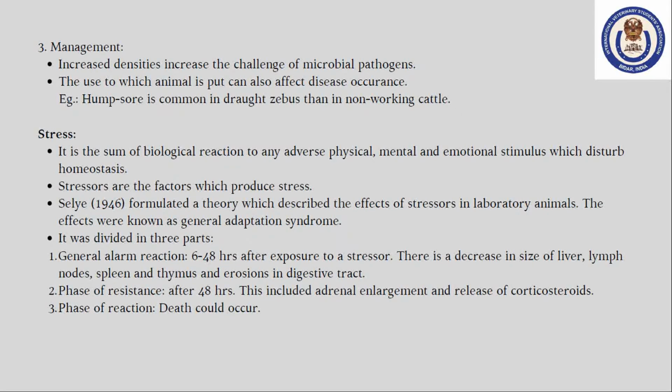The first phase was the general alarm reaction, which occurred after 6 to 48 hours of the exposure to a stressor. In this phase, there is a decrease in size of organs like the spleen, thymus, and lymph nodes, and erosions could be seen in the digestive tract. The second phase is the phase of resistance, which occurs after 48 hours of the exposure, and in this there is adrenal enlargement, and also there is release of corticosteroids. And then there is a third phase, known as the phase of reaction, in which death may also occur.